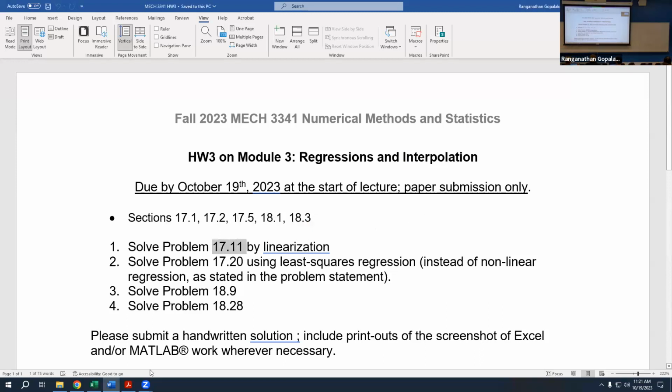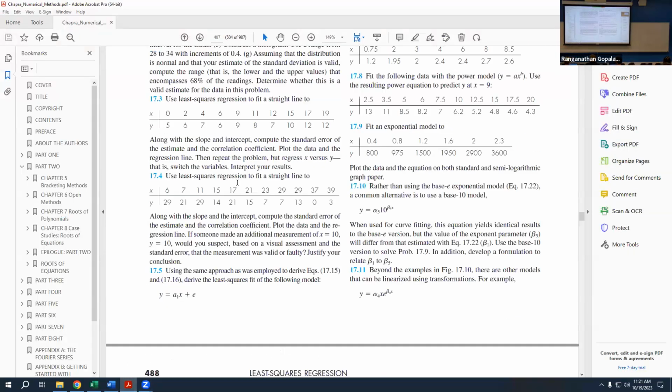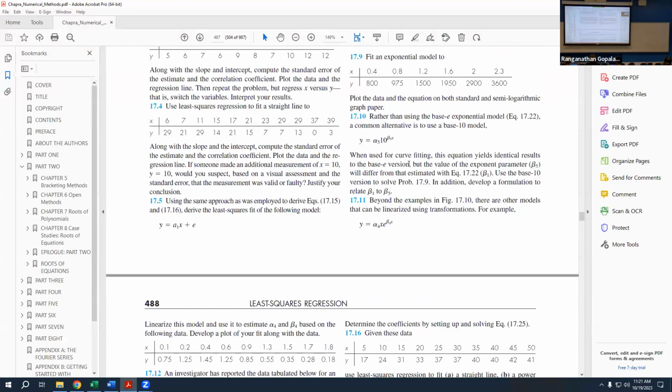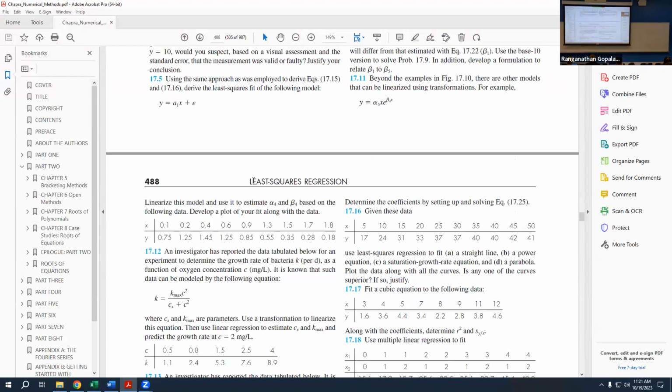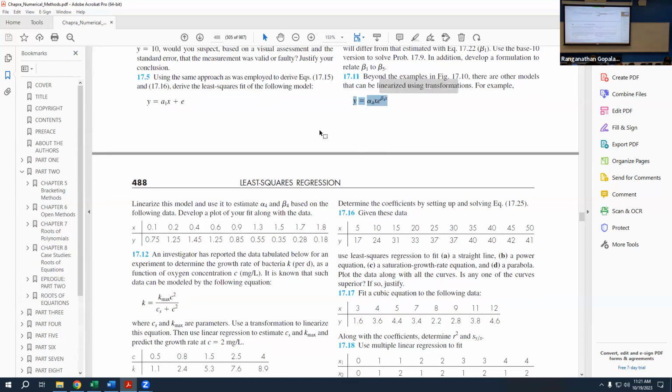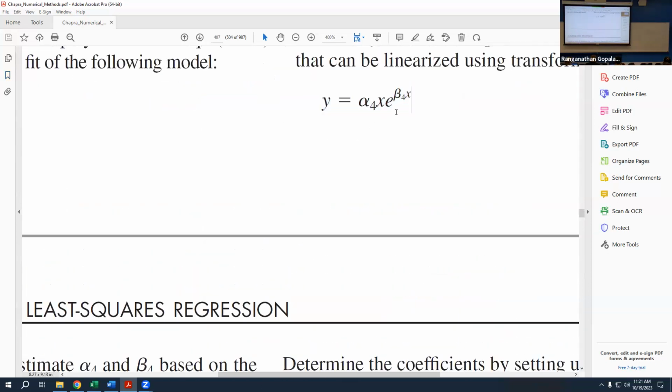Problem 17.11. If you see the textbook, problem 17.11 involves data that at the outset looks like it's nonlinear. You are being suggested to fit it to a template or a function that looks like this: y equal to alpha times x multiplied by exponent of beta x. So you need to linearize. How many of you got that you need to linearize? Good. And you linearize it.